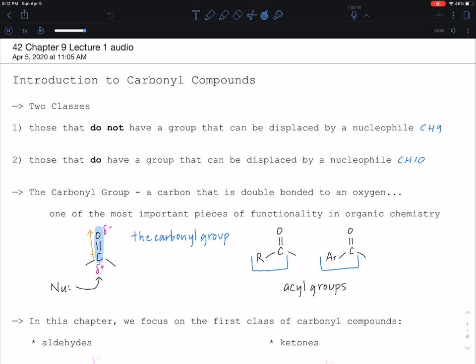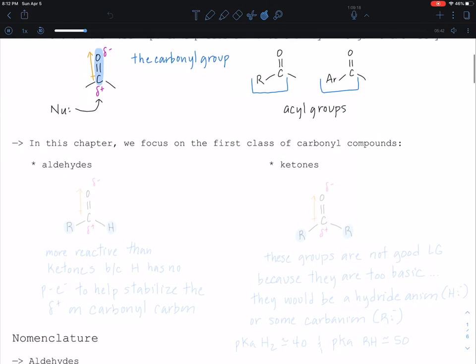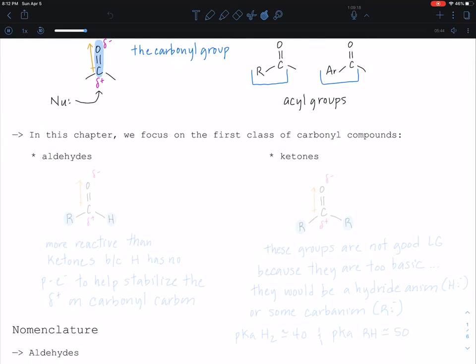But at the beginning of this chapter, I just want to introduce you to the two types of carbonyl compounds that do not have a group that can be easily displaced. And when I say they can't be easily displaced, it's not like it's not a possibility.